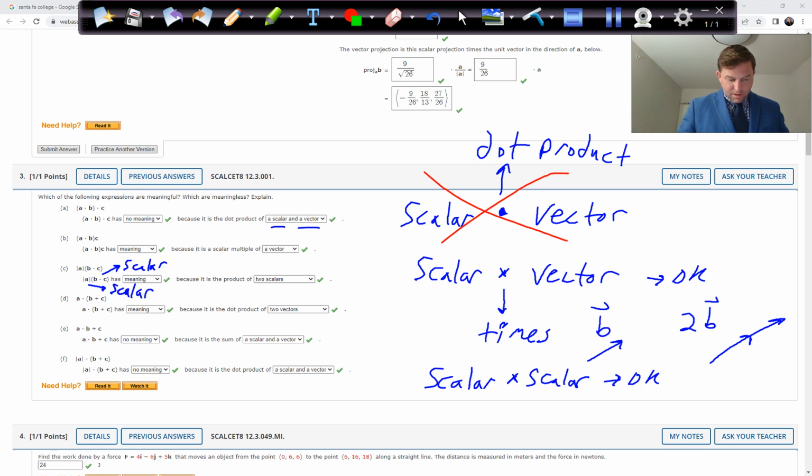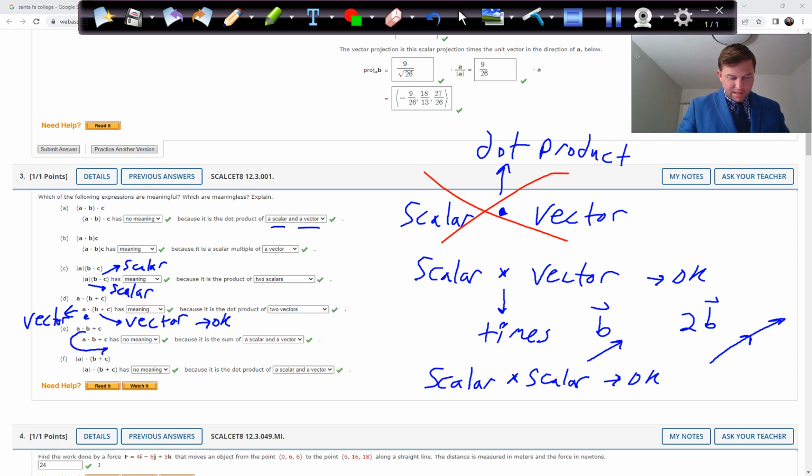Okay, in this one, we have B plus C, which is a vector. So adding two vectors gives us a vector. They're using dot product, and A is a vector. So we have vector dotted with vector. That is okay. So that's where you take the first numbers multiplied, the second numbers multiplied, and the third numbers multiplied, and add them all together. So that's fine.